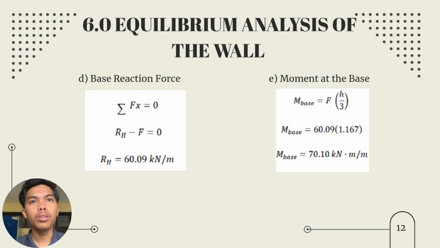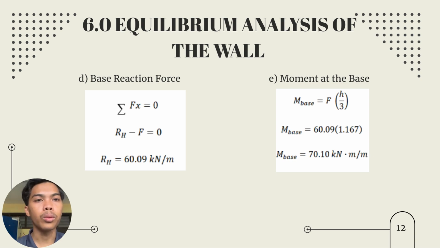So next we continue with section 6, the equilibrium analysis of the wall. Focus on the force at the base. First, we determine the reaction force to keep the wall in equilibrium. The horizontal reaction force R sub H must equal the pushing force, giving us 60.09 kilonewton per meter.